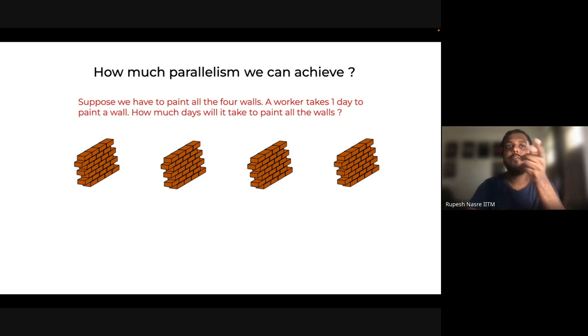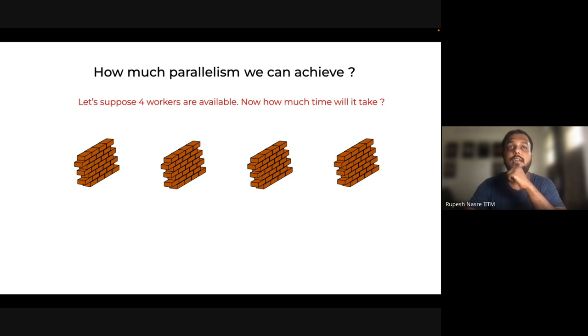Exactly. It will take 4 days. It's pretty obvious, right? The same worker will start painting from day one, day two, day three, day four. And at day four, all the walls will be finished painting, right? Cool. Now my question is slightly changed. With the same constraints, a worker can paint in one day. Let's suppose four workers are there. Now, how many days will it take to paint all the four walls? Exactly, one day. Because every worker will begin painting simultaneously, right? So it will be one day.